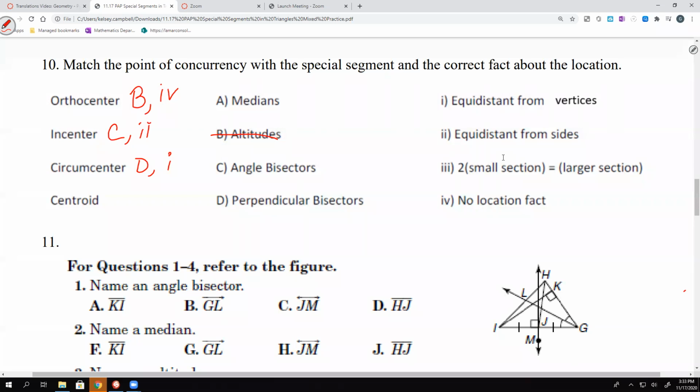All right. Centroid. We just learned about that yesterday. Right, medians, because it's all we have left. Okay, and then, yes, good, process of elimination. And it's the third one, remember? Your small one, 2 times your small is equal to the big. Yes? Yeah, something like that.